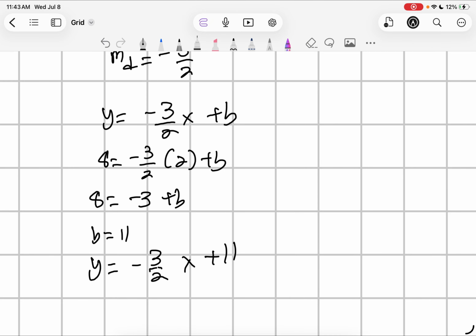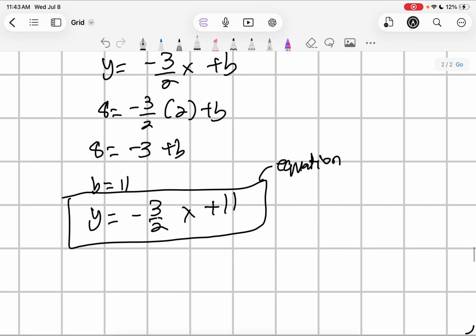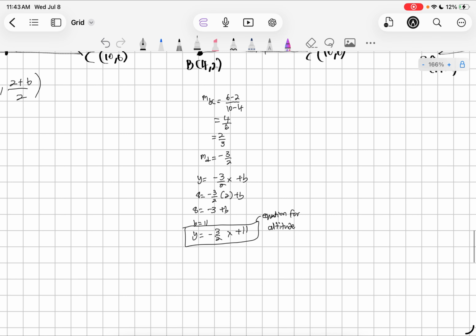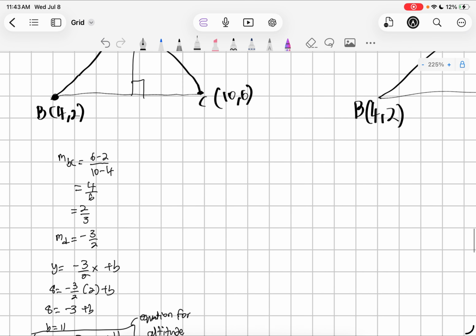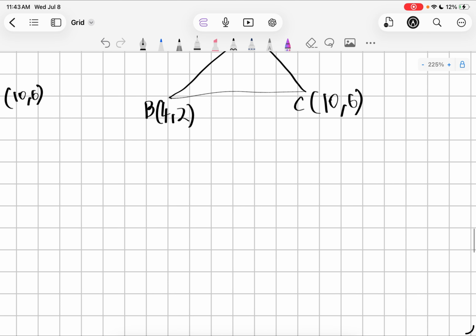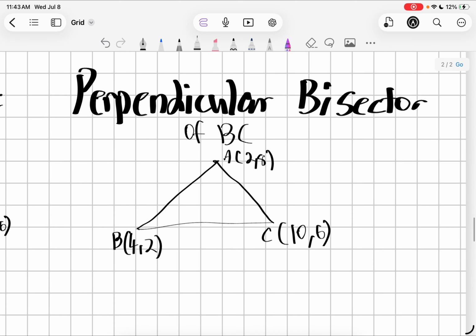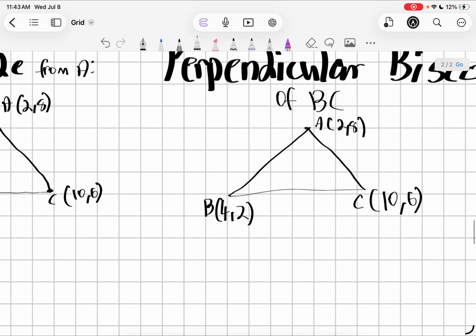Your equation for altitude, or the line that goes from the vertex and makes a 90-degree angle with the line on the bottom.